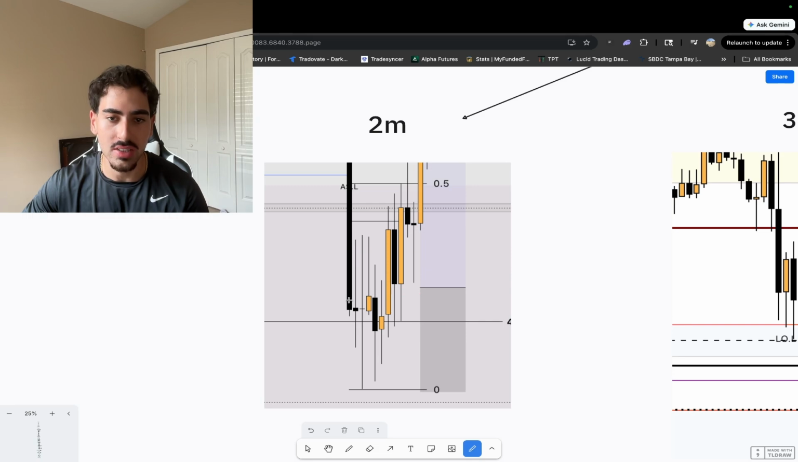When price retraces back to this order block, which is this down close candle, before the series of up close candles, this would be considered a breaker block. When these are aligned, that is an even better entry.